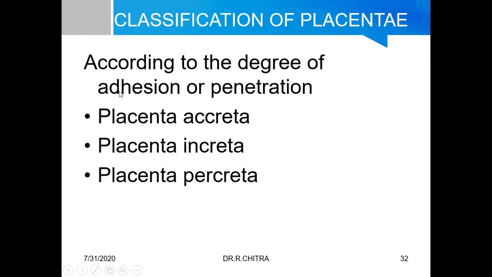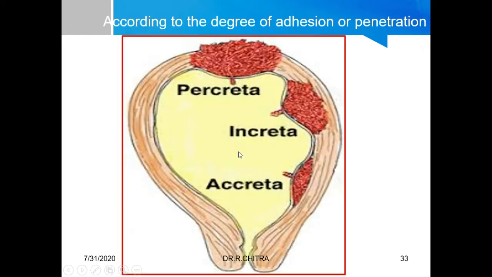So when we encounter these types of placenta, it will be a big problem to deliver the placenta after the delivery of the fetus. So this is the accreta limited to endometrium. Increta is myometrium, percreta is entire uterine wall.